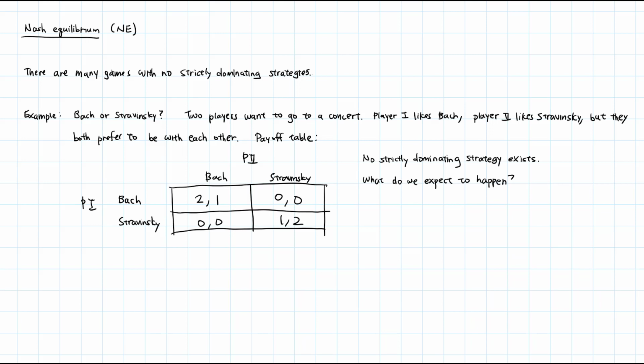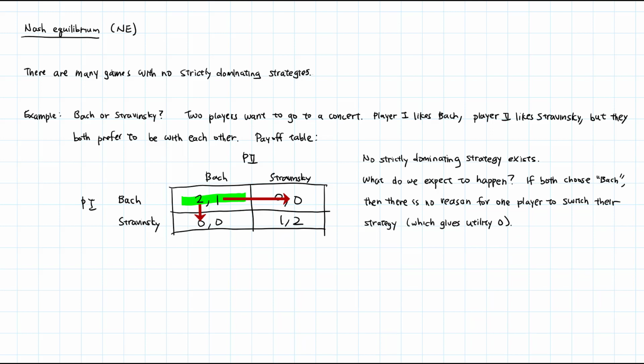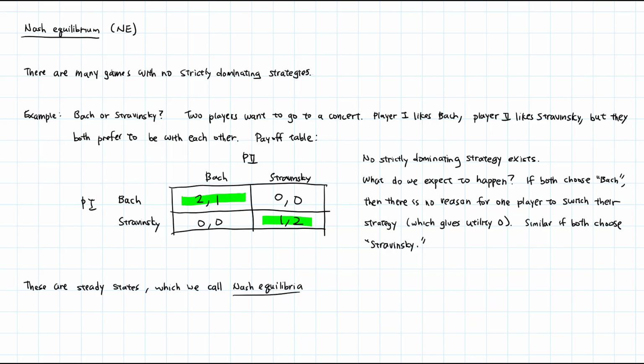One possible answer is to find a strategy profile where no player is incentivized to switch to a different strategy. So then it is a steady state. For example, if both players choose Bach, then there is no reason for one player to switch their strategy to Stravinsky, which gives them utility 0. We have a similar case if both of them choose Stravinsky. So these are steady states, which we call Nash equilibria. And these are strategy profiles where no player is incentivized to change their strategy.